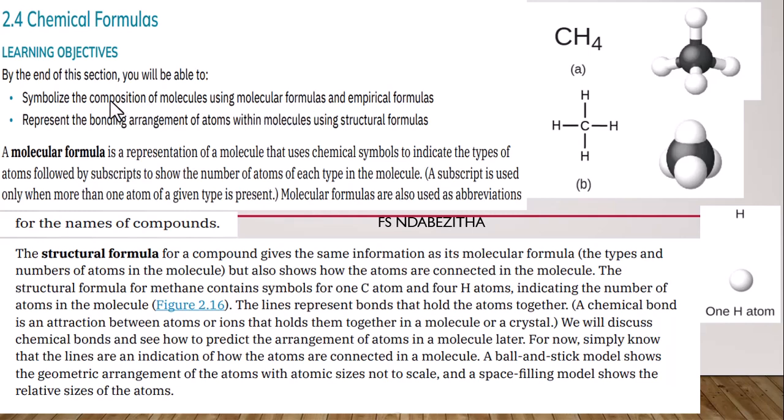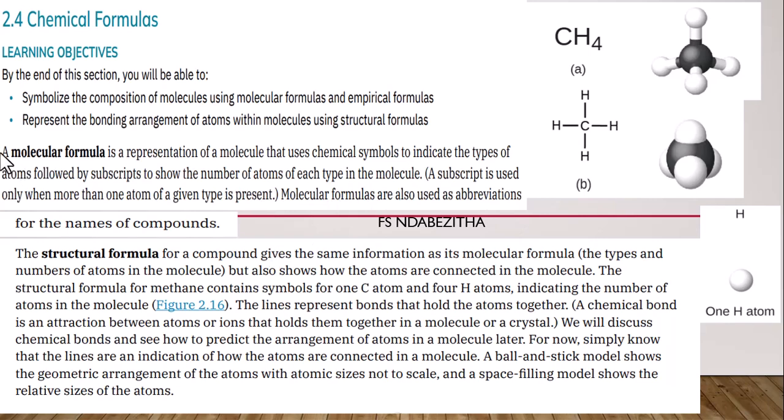Just to find the composition, how many atoms are there, and we will shorten that molecular formula by using the empirical formula, by dividing, for example, by a number that can go into the entire molecule without leaving a remainder. But we will see that. Secondly, we will represent the bonding arrangements of atoms within the molecules using the structural formulas. Sometimes we will use the ball and stick model just to give us an overview of what is happening.